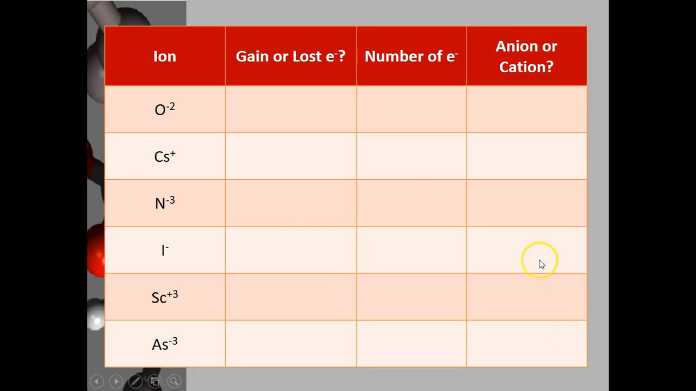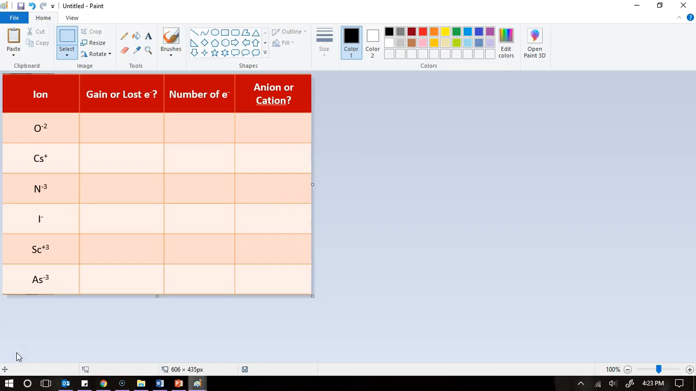Alright, so let's do a little bit more practice in determining whether or not, if I'm looking at my ion formula, did I gain or lose, how many, and does that mean that I'm dealing with an anion or a cation? Alright, so first thing I need to understand is the numbers themselves. Let's start there. So number of electrons, what am I dealing with?